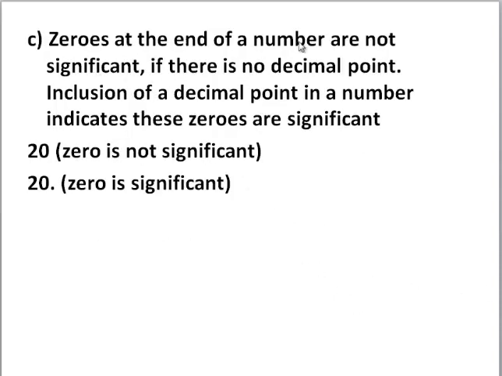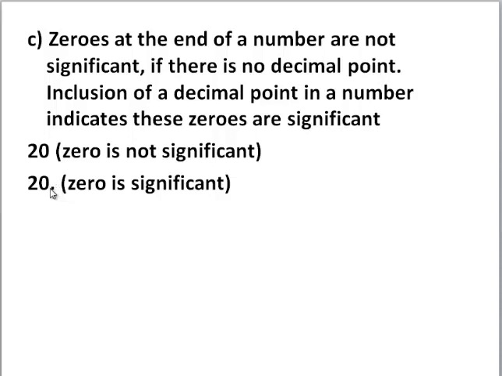Zeros at the end of a number are not significant if there is no decimal point. Inclusion of a decimal point in a number indicates these zeros are significant. Okay, so quickly, if we have the number 20, this 0 is not significant and the uncertainty is here. This means it could be 10, could be 30.